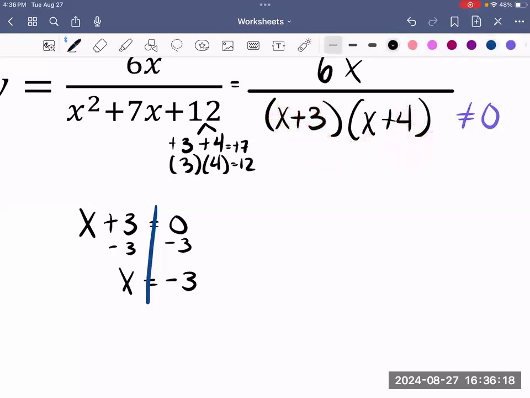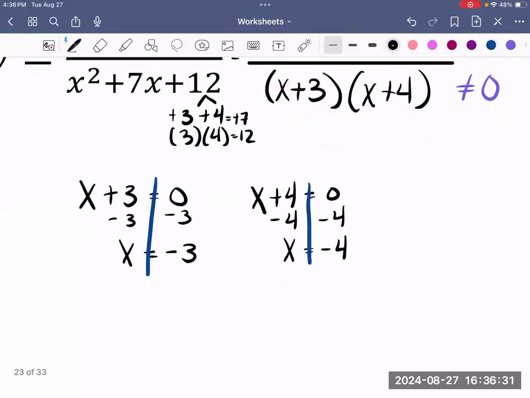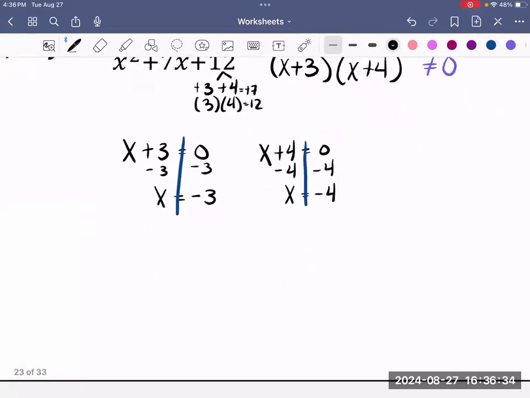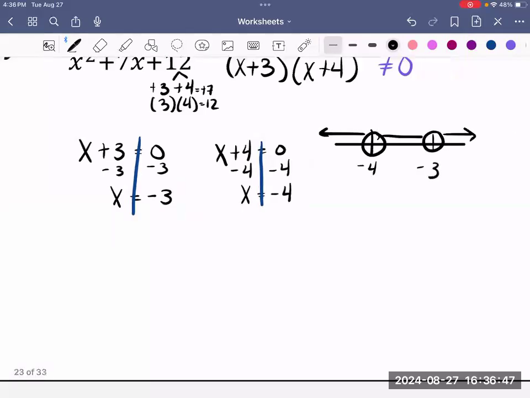We do it again for the other side. x plus 4 is equal to 0. Subtract 4 from both sides, now x is equal to negative 4. Again, another number that we want to avoid because it will result in a 0. So we have two numbers now that we need to avoid, negative 4 and negative 3. Open circle, we don't want to be at these values. And we can be any number between them and past them, so negative infinity to infinity, excluding those two values.